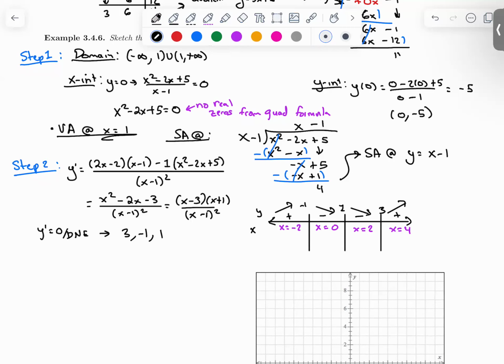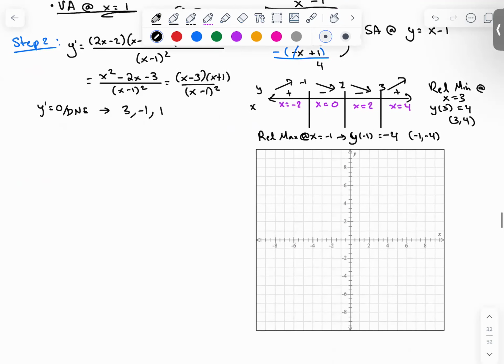So that means you have a relative max at x equals -1. And if you plug in y of -1, you will end up getting -4. So you have the point -1 comma -4, and then you have a relative min at x equals 3 and y of 3. Remember, we're plugging this into the original function. If you plug it in, you get 4. So the point is 3 comma 4. Sorry, I had to scrunch that in.